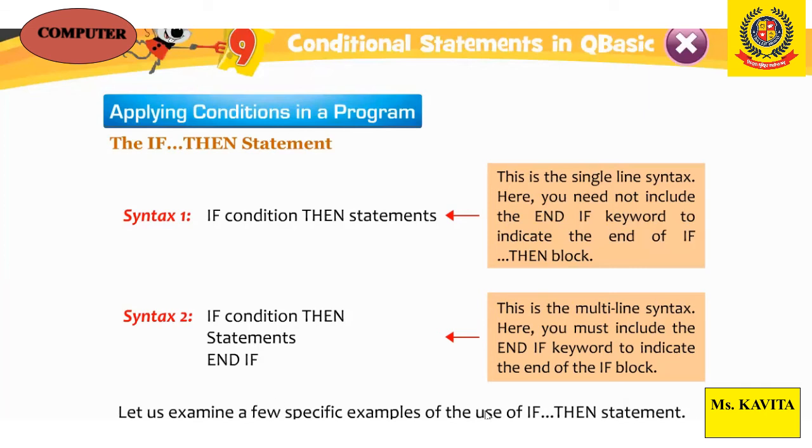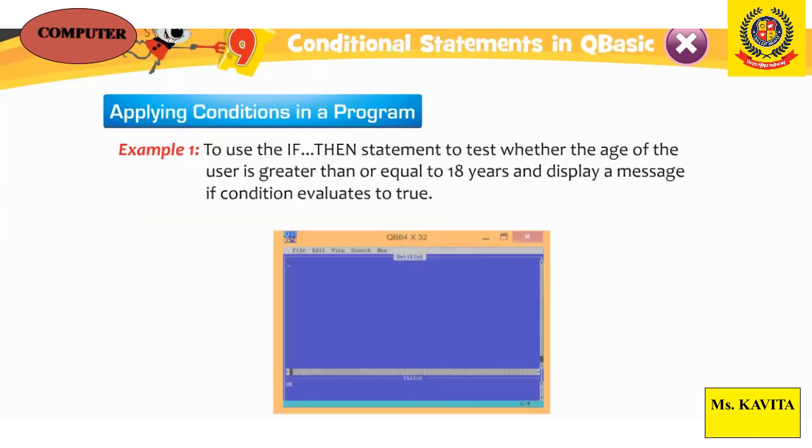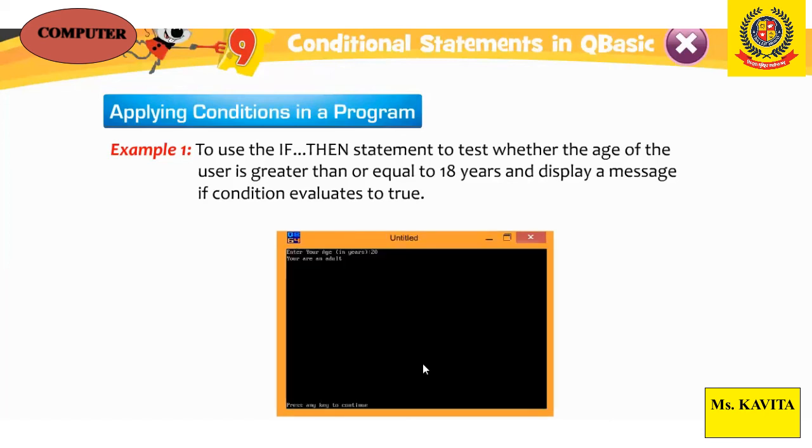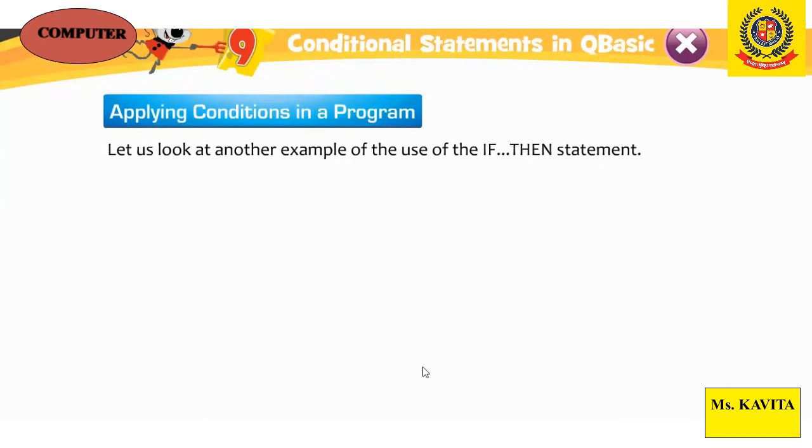The if then statement is a simple yet powerful statement that allows us to specify a condition with the if keyword. If this condition evaluates to true, the control of execution is transferred to the statement that lies immediately after the then keyword. If the condition evaluates to false, the control is transferred to the statement that follows the if then block.